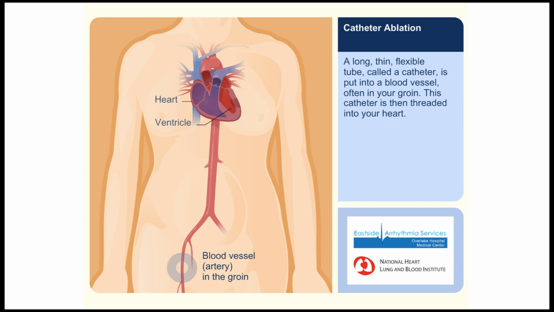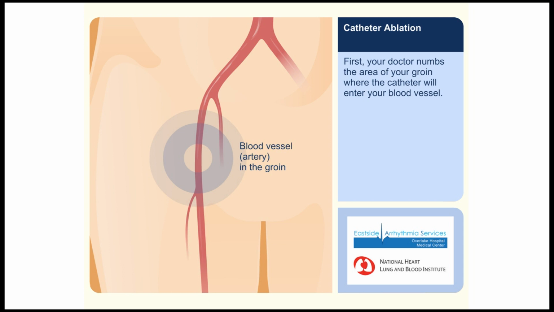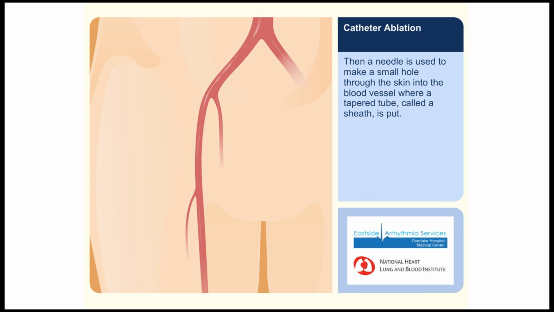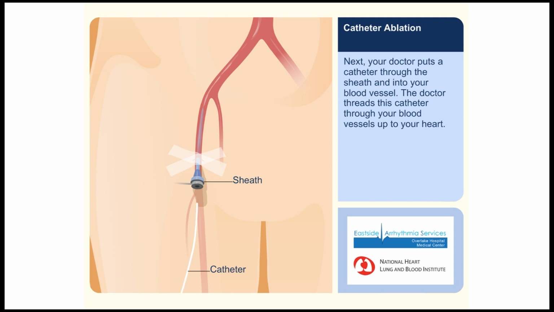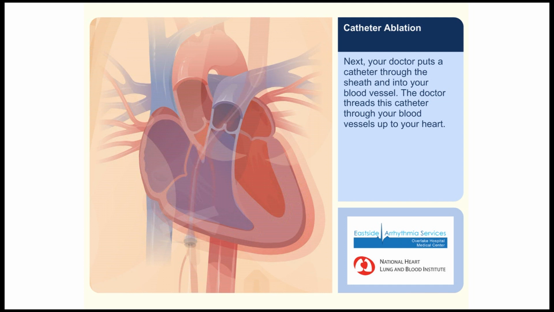First, your doctor numbs the area of your groin where the catheter will enter your blood vessel. Then a needle is used to make a small hole through the skin into the blood vessel, where a tapered tube called a sheath is put. Next, your doctor puts a catheter through the sheath and into your blood vessel. The doctor threads this catheter through your blood vessels up to your heart.